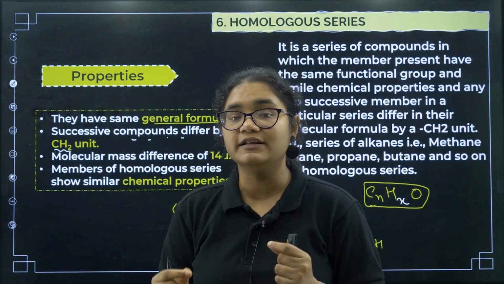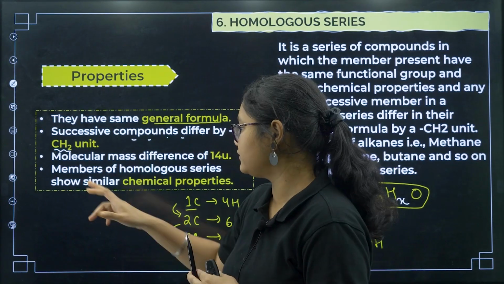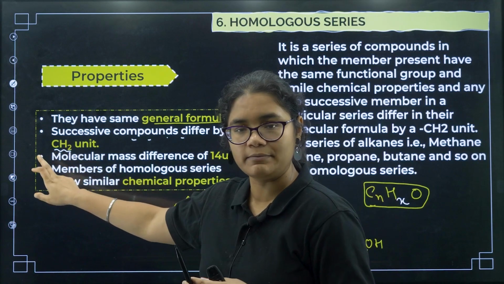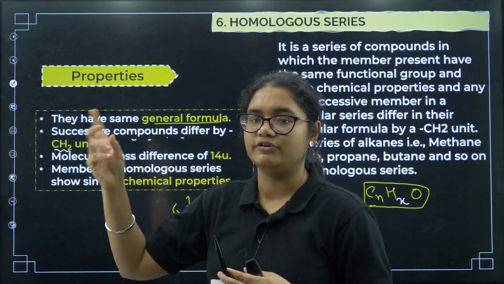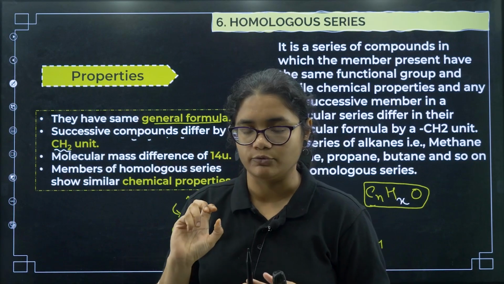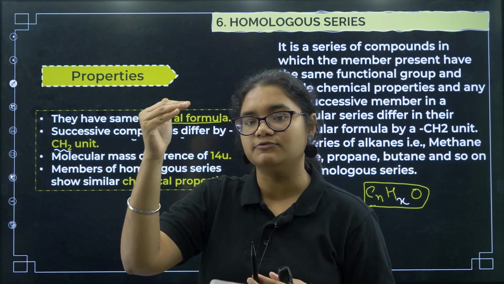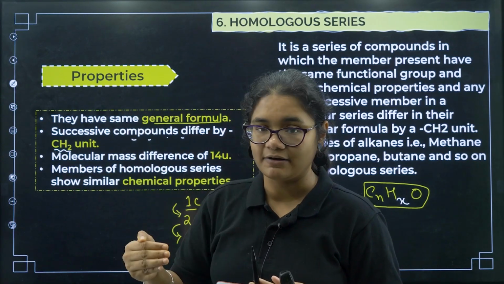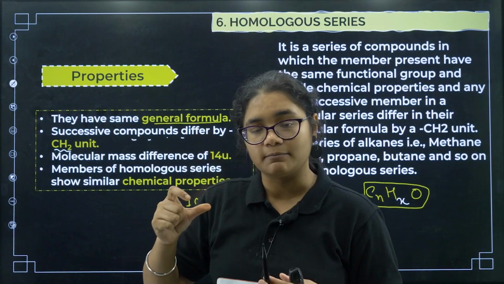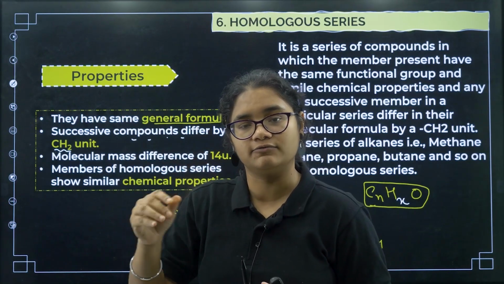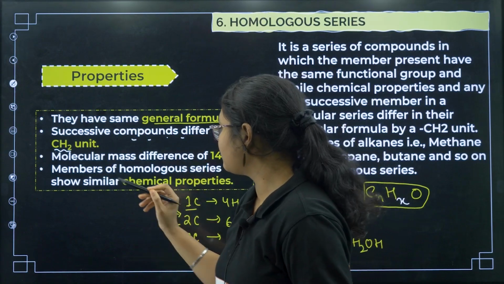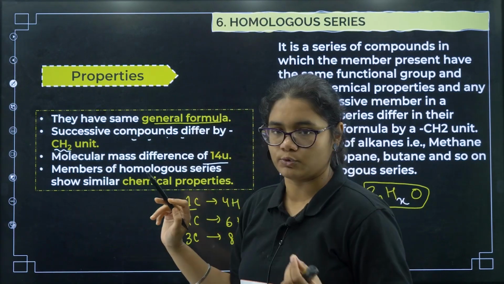Now, what will be the difference in their masses? CH2 is carbon 12, one hydrogen is 1 AMU, another hydrogen is another AMU, so total 14 AMU. So for the first, second, third and fourth members, the difference in their masses will be 14 AMU: first and second 14, second and third 14, third and fourth 14, right? So that is what the molecular mass difference is, 14 u.